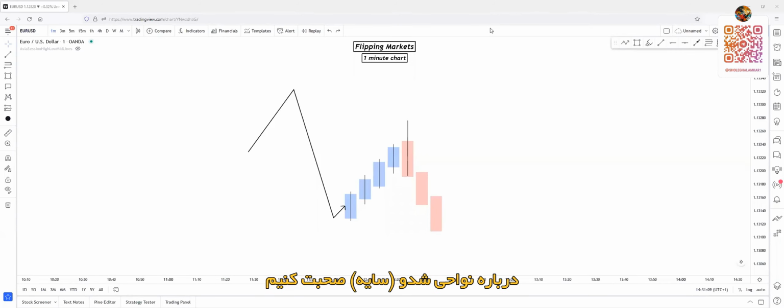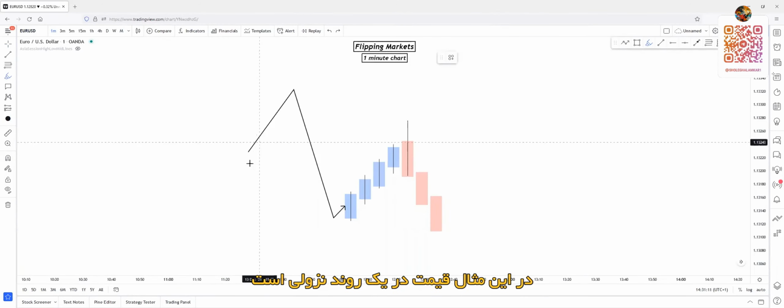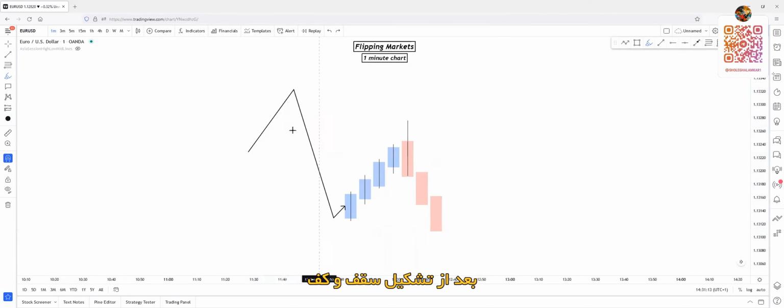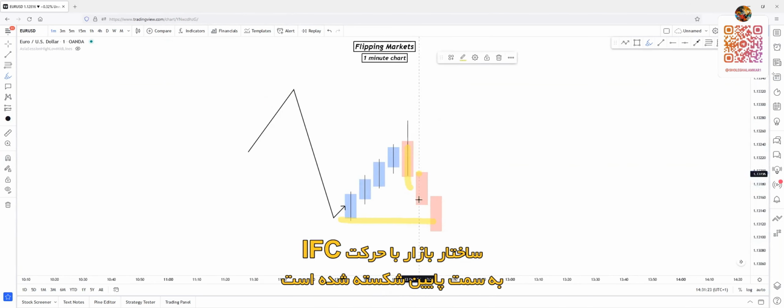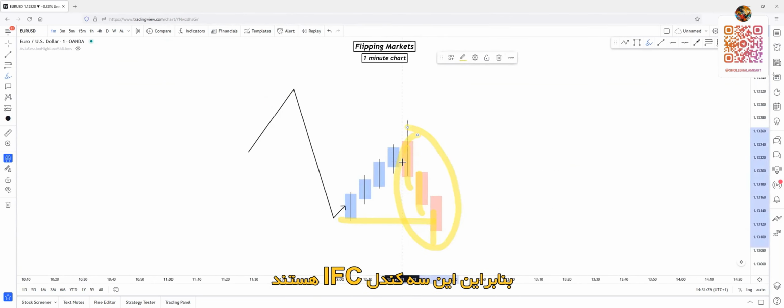Let's talk about the weak zones. As you can see, in this scenario, price is moving in a downtrend. After the high and the low have been created, price started to form a pullback phase. This pullback phase is efficient, as you can see. After the pullback phase, price created a break of structure to the downside with inefficient movement. So these three candles are inefficient.